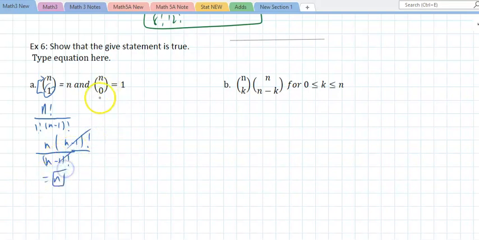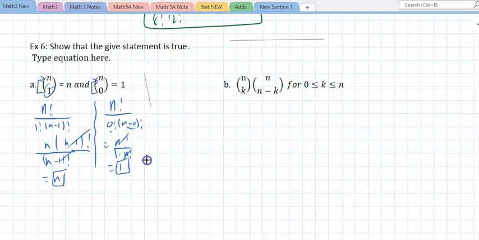There it is. And n choose 0, well, that's n factorial over 0 factorial, and the difference of those, you have to use the definition here. That is n factorial, 0 factorial is 1, and n minus 0 is n factorial, and there it is.